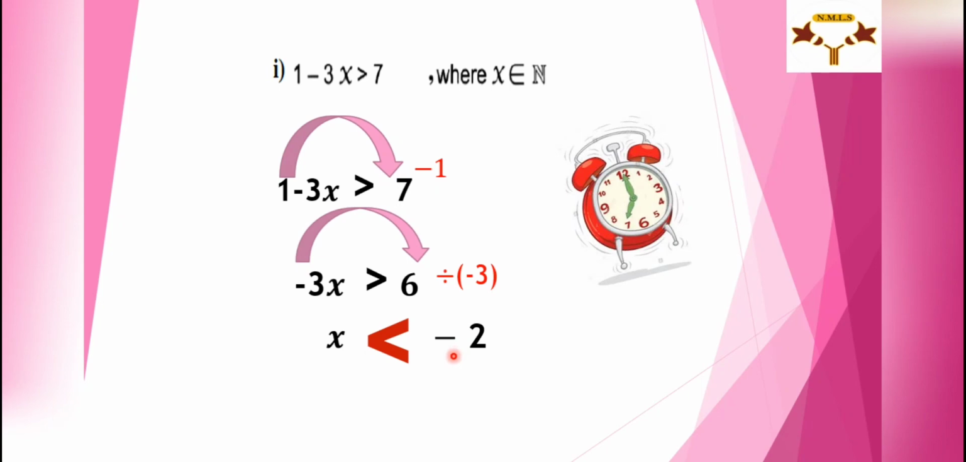Just ask yourself, what are the numbers that are smaller than negative 2? Numbers smaller than negative 2 are negative 3, negative 4, negative 5. Oh, but all these numbers are negative numbers. They don't belong to N. So here the solution set will be phi.